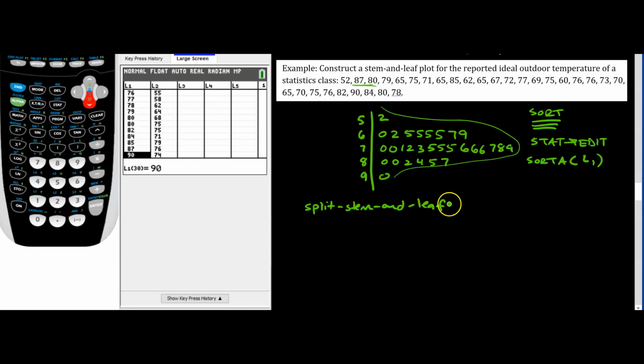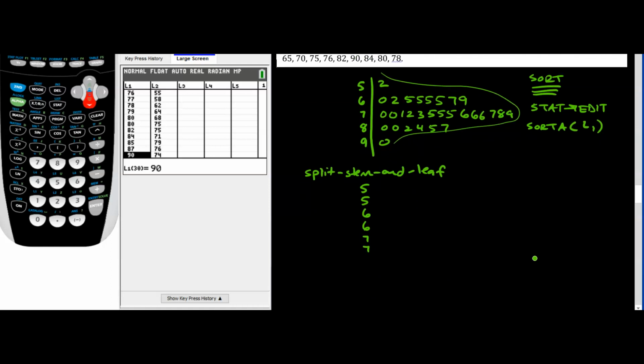What we are going to do is split all of our stems so that we have the 5 stem twice, the 6 stem twice, the 7 stem twice, the 8 stem twice, and then the 9 stem twice. So it would look like this right here. And what we do with the split stem and leaf plot is we say that the first stem for all of these is getting the leaves 0 through 4, and then the second stem is going to get the leaves 5 through 9.